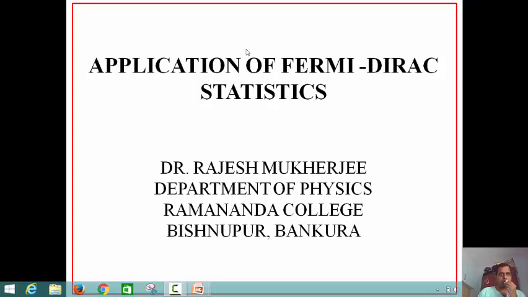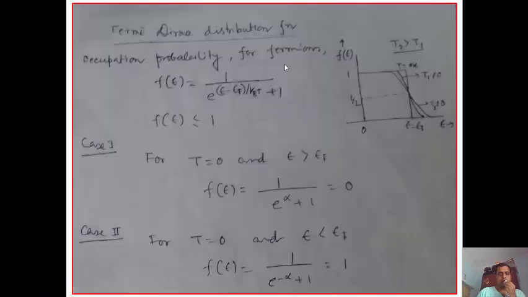Today we will discuss the application of Fermi-Dirac statistics. We have learned earlier that the Fermi-Dirac distribution function f(epsilon) equals 1 by e to the power (epsilon minus epsilon f) by kBT plus 1, and we know that the number of particles in a state would be less than or equal to 1.